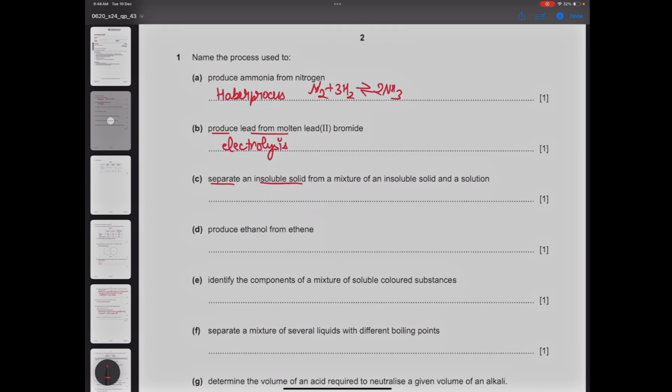Separate an insoluble solid. Insoluble solid will be separated simply by filtration. Just think about it. If something is insoluble, you can just filter it out. So filtration.